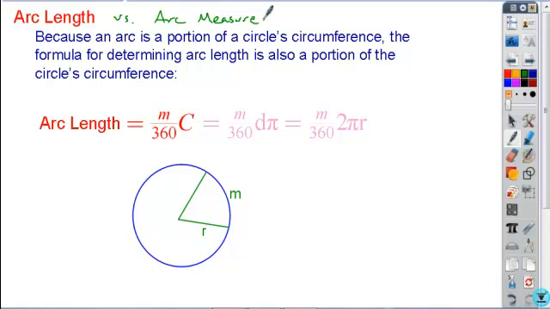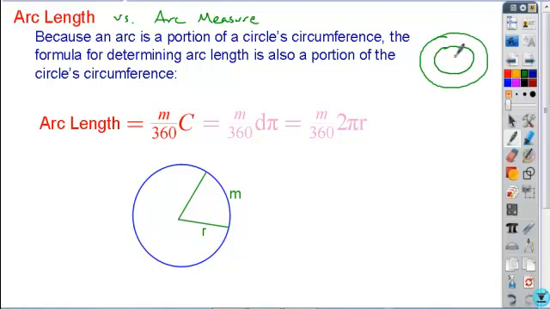Okay? So arc measures are measured in degrees, arc length is measured in units like centimeters, inches, feet, whatever the measurement is. Just like arc measures are a portion of a circle's rotation, the arc length is going to be a portion of the circle's circumference. The way we find that portion is we simply take the corresponding arc measure, divide by 360, and that's going to give us the total fraction or portion of the whole circle's rotation that's accounted for within that specific arc length.